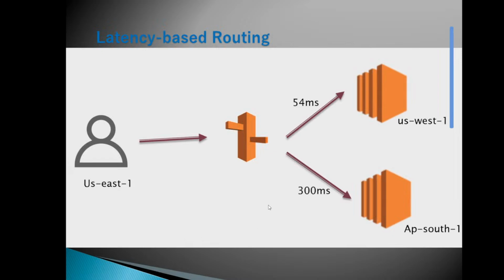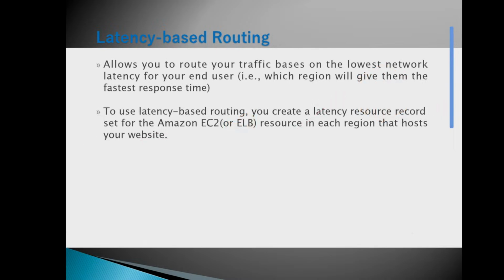The request will land on the server where the latency between the user and the server is less. Even though it might be far or near, it doesn't matter. Distance doesn't matter, the latency matters. Latency means the amount of time taken to hit a server. So it allows you to route your traffic based on the lowest network latency at your user end.